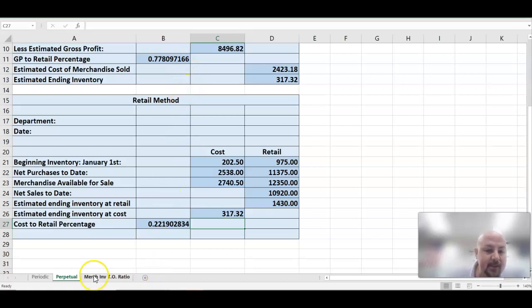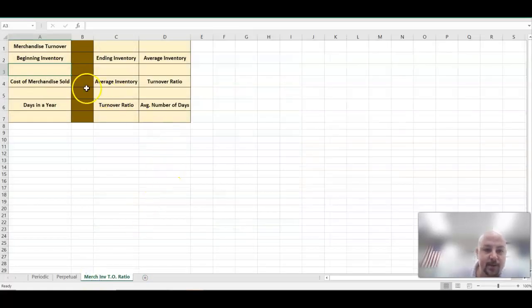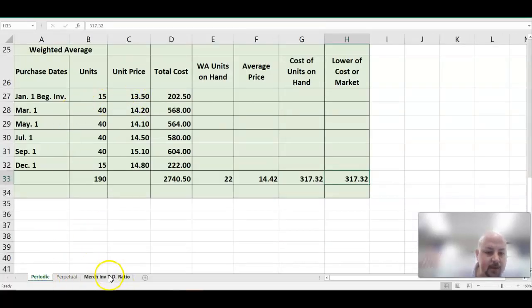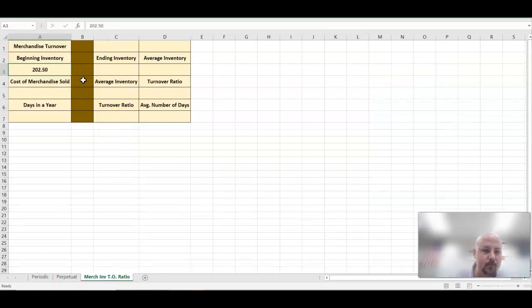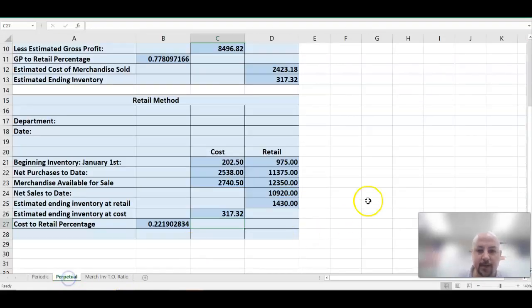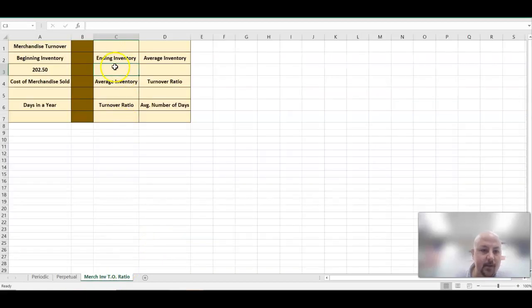All right, last thing we've got to do is the merchandise inventory turnover ratio. So here it is. Beginning inventory, we have that as 202.50. Ending inventory, let's use what we just found, 317.32. To find average inventory, we're going to add them both up and divide by 2. You could do this with your phone, or with an Excel formula. So I'll add our beginning inventory plus our ending inventory, put that in a quantity, and divide that quantity by 2. I got 259.91. That is our average inventory.